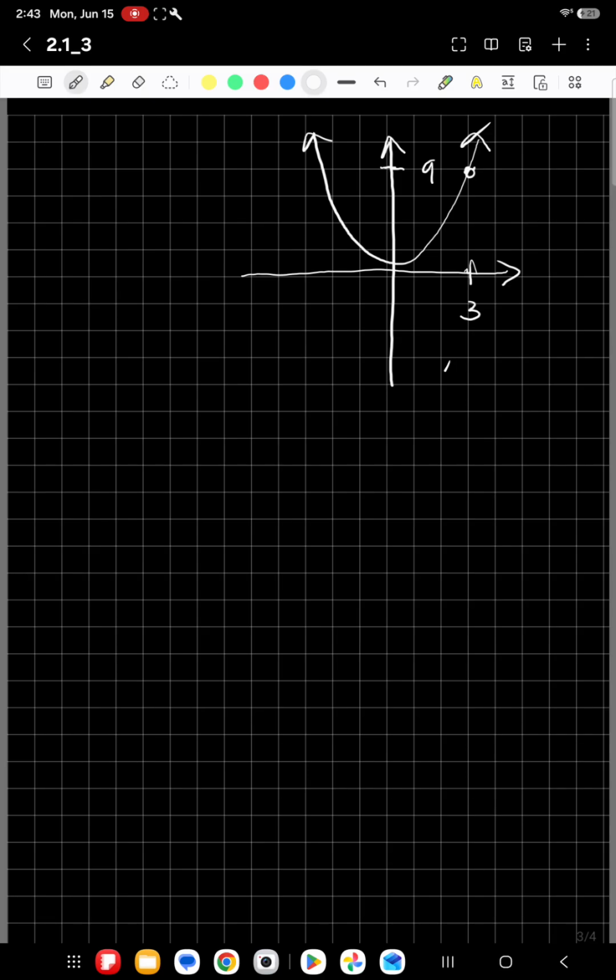You know, let's just do a parabola. And okay, let's pick a point. Let's pick this point. Okay, so this point is 3, and let's just make it 9. All right, so the equation of this is y equals x squared.